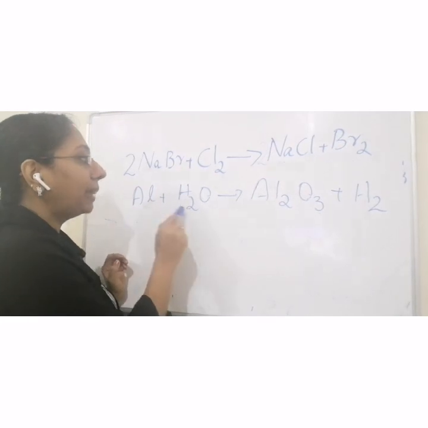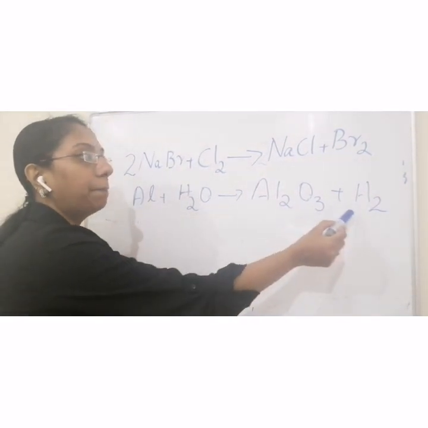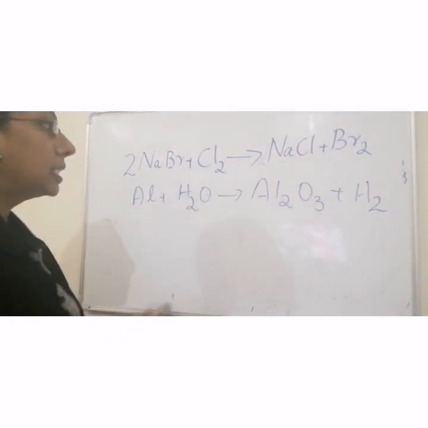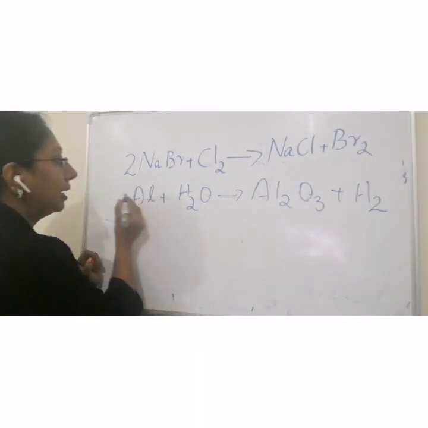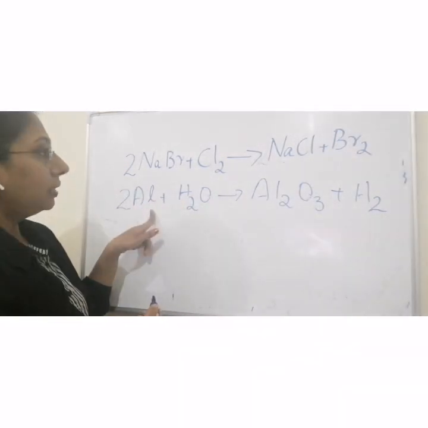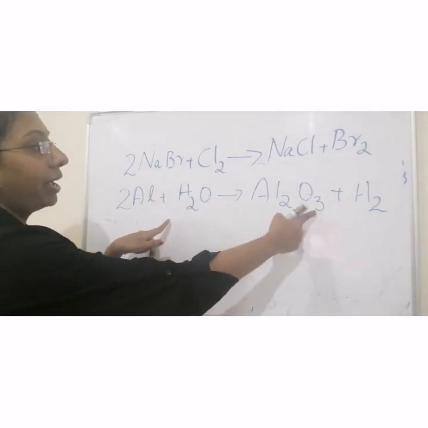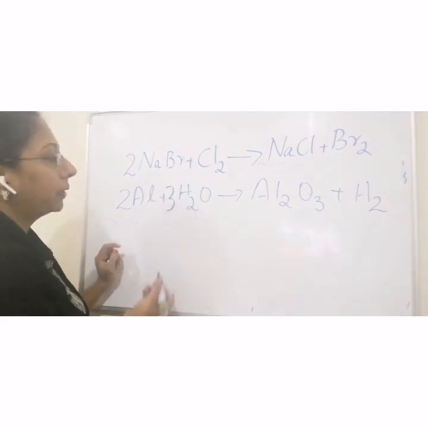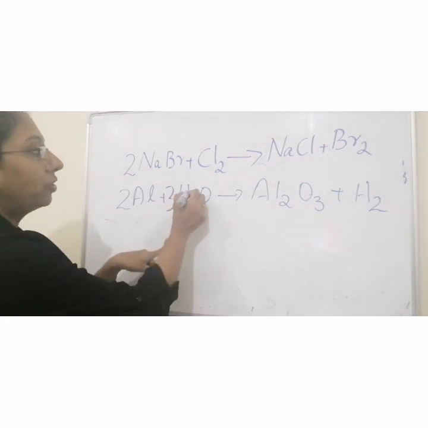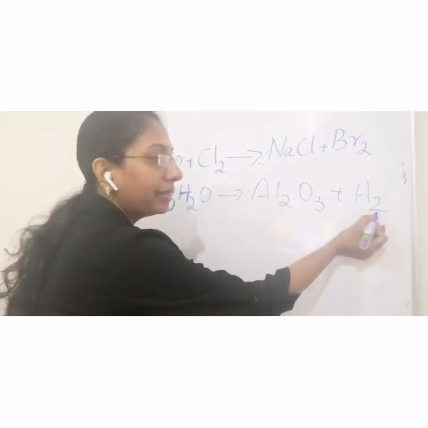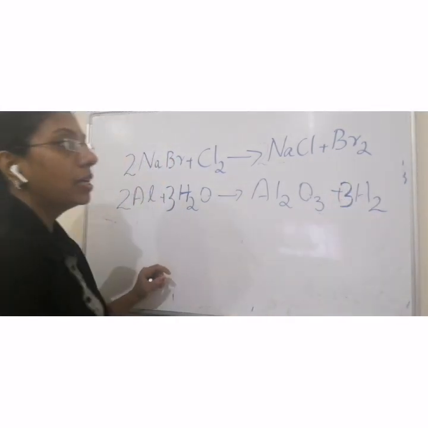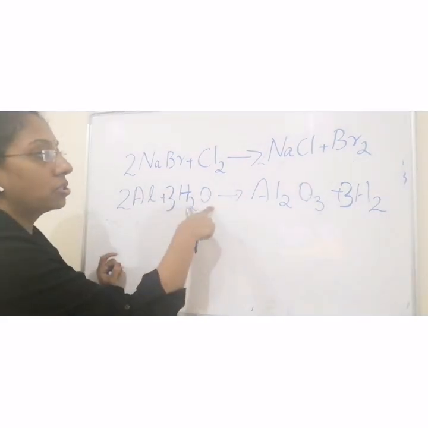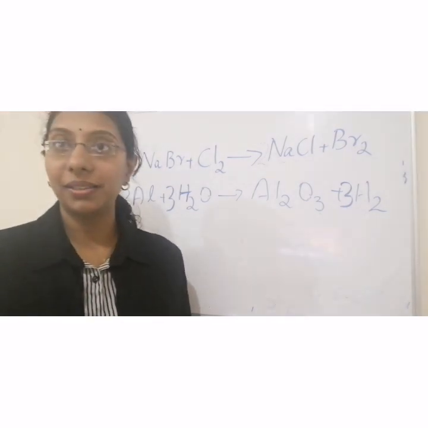Next one, Al plus H2O gives Al2O3 plus H2. Simple equation. We will check. How many Al? 2 Al. Then 2 Al, 2 Al. How many oxygen there are? 3 oxygen. 2 hydrogen is there, 3 oxygen. So I will just give it here 3. So 3 oxygen, but the number of hydrogen is changed into 6. So to make this 6, I can multiply here with 3. So what happened? Now everything is balanced. 2 Al, 6 hydrogen and 3 oxygen. It is balanced.